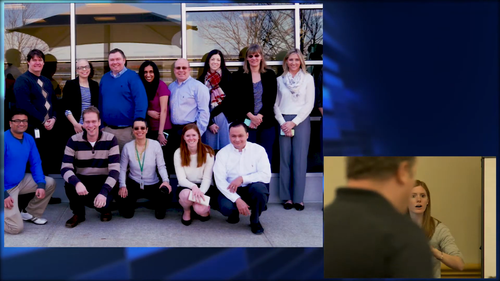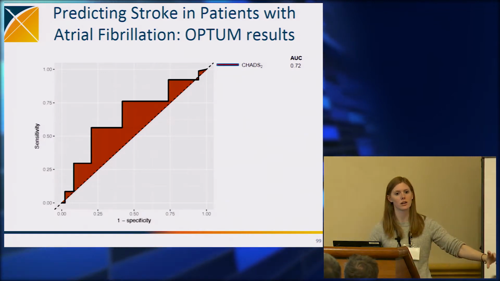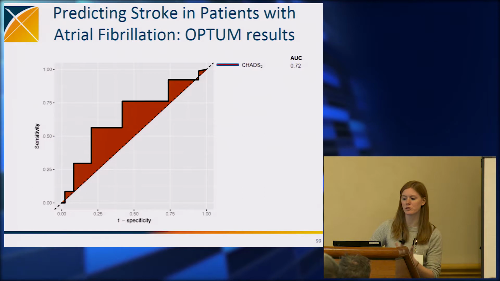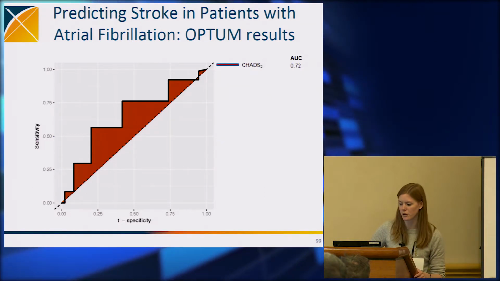You can't run the R code from Atlas directly. Once you've generated your R code, you have to cut and paste it into RStudio, and then you can press source. So this is when we reproduce the CHADS2 using Optum.